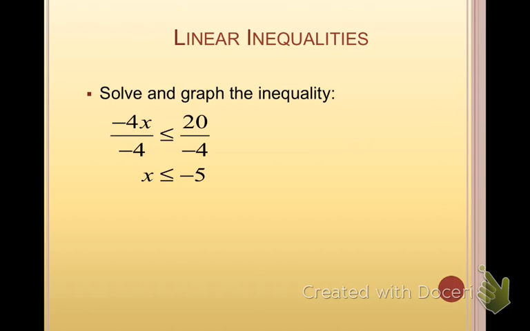All right, now let's take a look at this one. Okay, this one's already solved out for us. -4x is less than or equal to 20. To solve this, it seems pretty straightforward. We divide both sides by -4, and we would get x is less than or equal to -5. Alright, sounds easy enough. Okay.